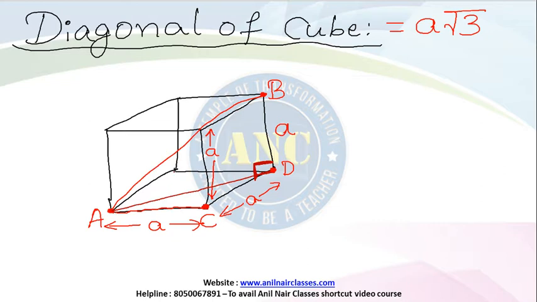According to the Pythagoras theorem, let me call this point also as E, sir, so that you will not have confusion. That means, can I say that ACDE, it is a square.